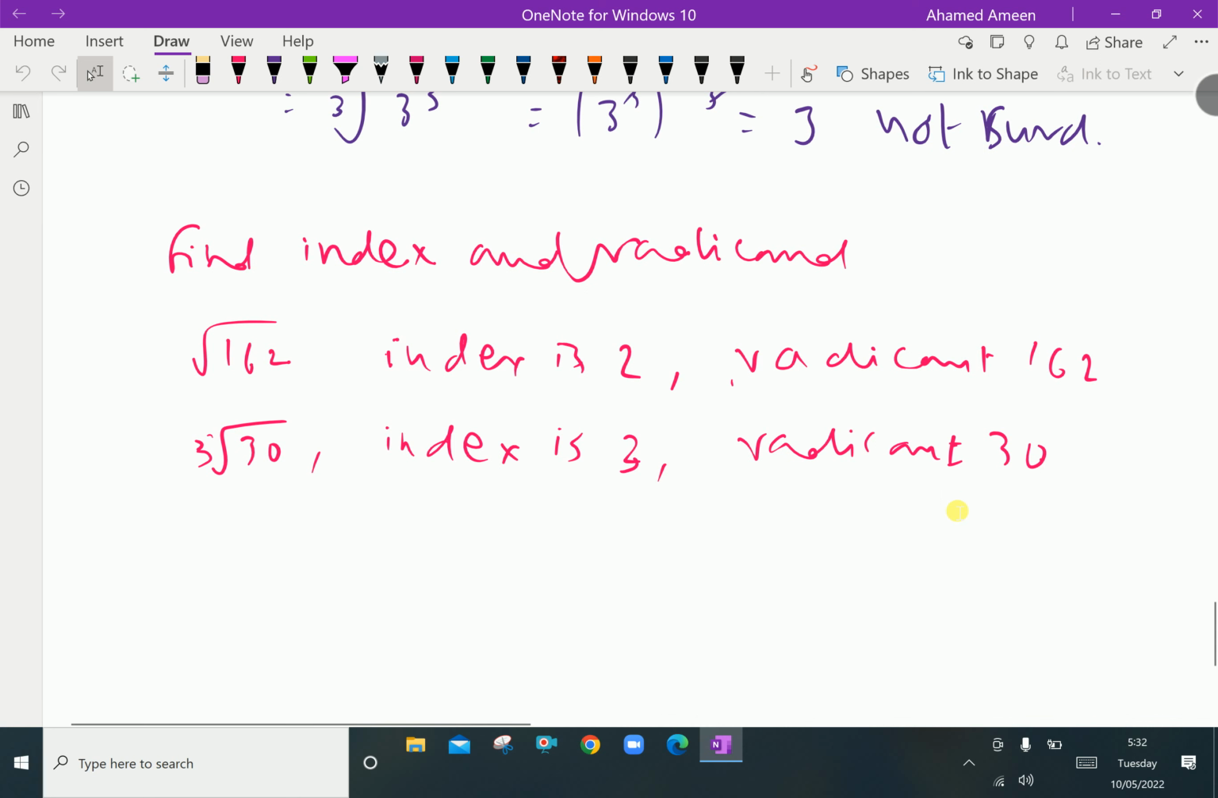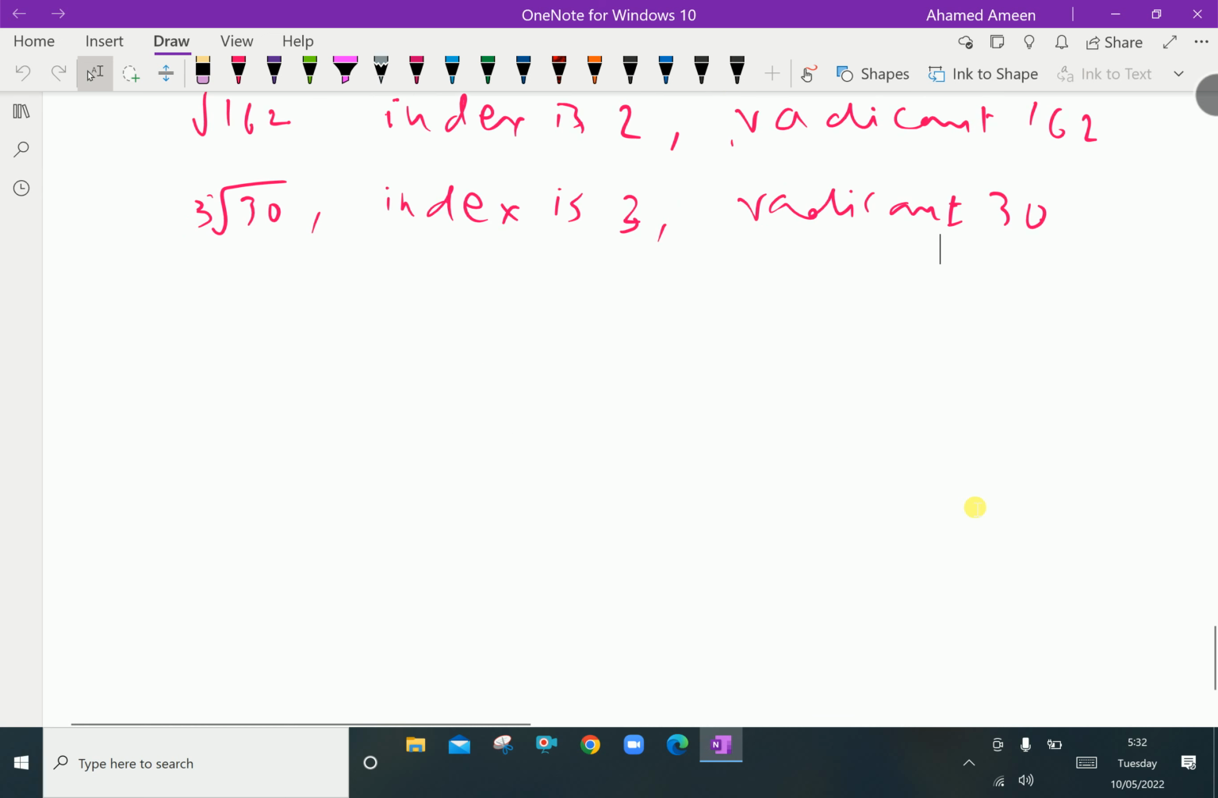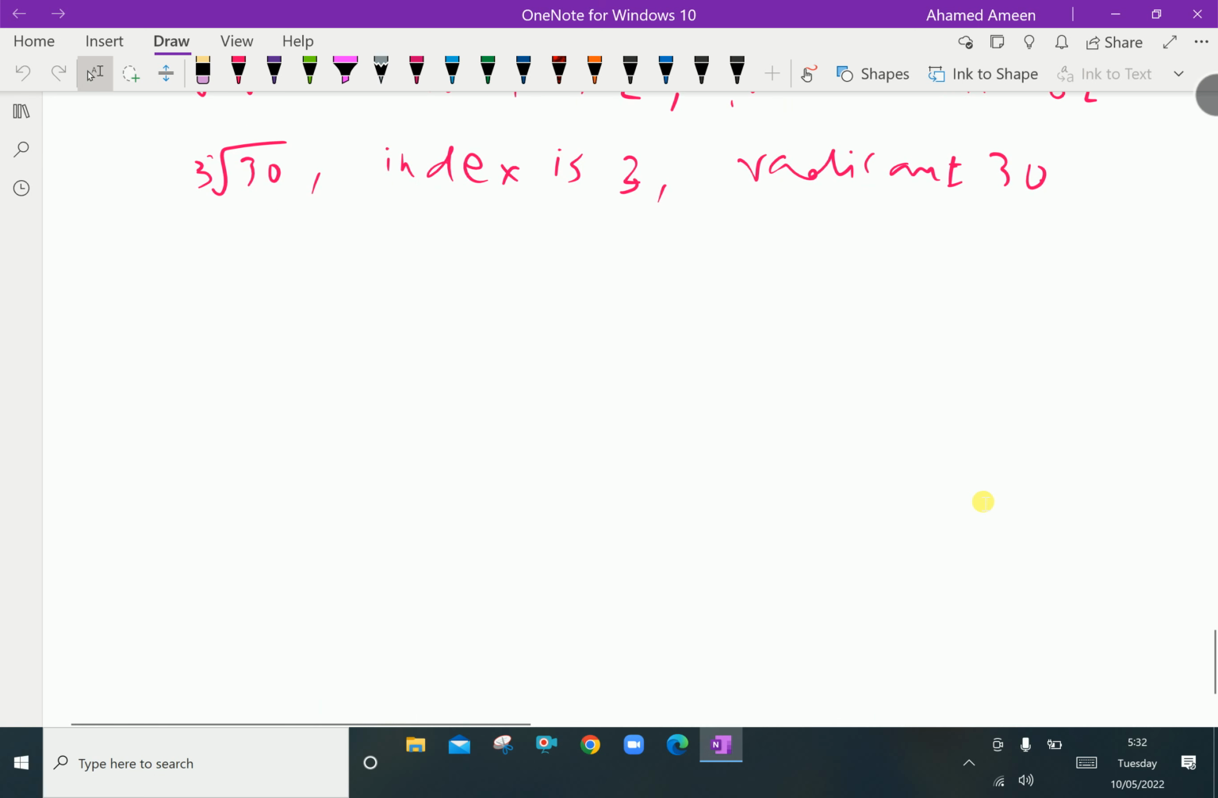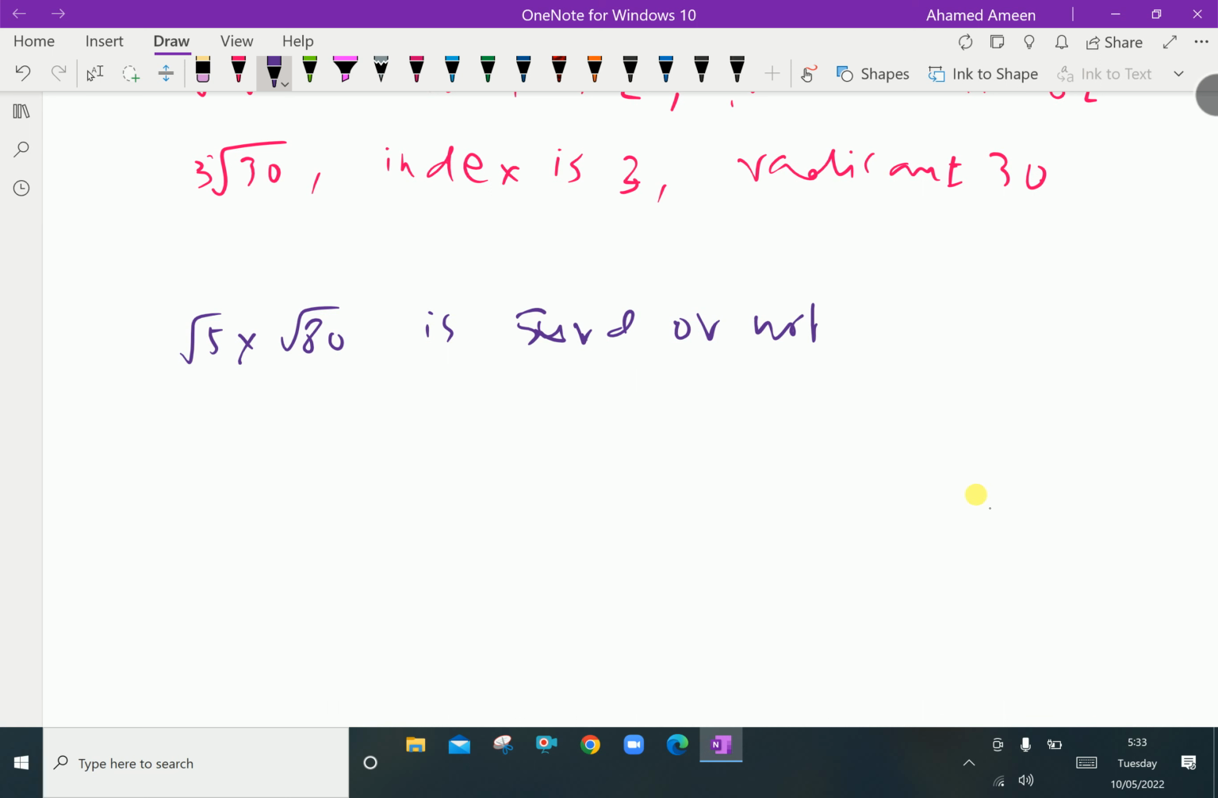Next, let us discuss whether this one is a surd or not. Root 5 into root 80 is a surd or not. How to say whether it is a surd or not? Here, first inside, we can write square root of 5 into square root of 80 like that.